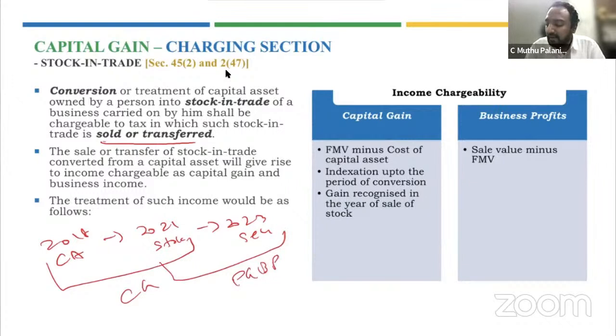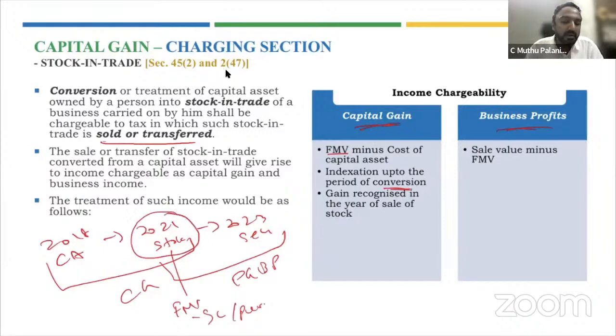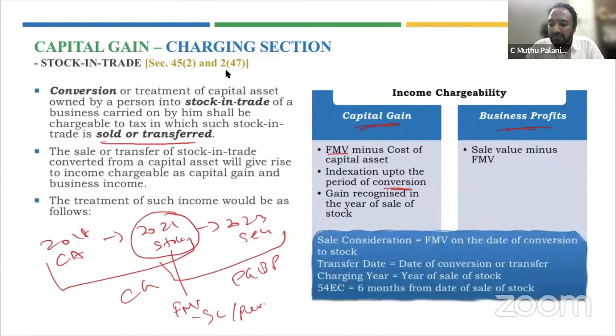So what is capital gain? Fair market value on this date will be the selling consideration. It will also be the purchase cost. So fair market value will be the selling consideration for capital gain, and the purchase cost for business profits. Indexation will be done only till the time of conversion. That is, indexation will be only till 2021 and not till 2023. So that is what we have to do for stock in trade.